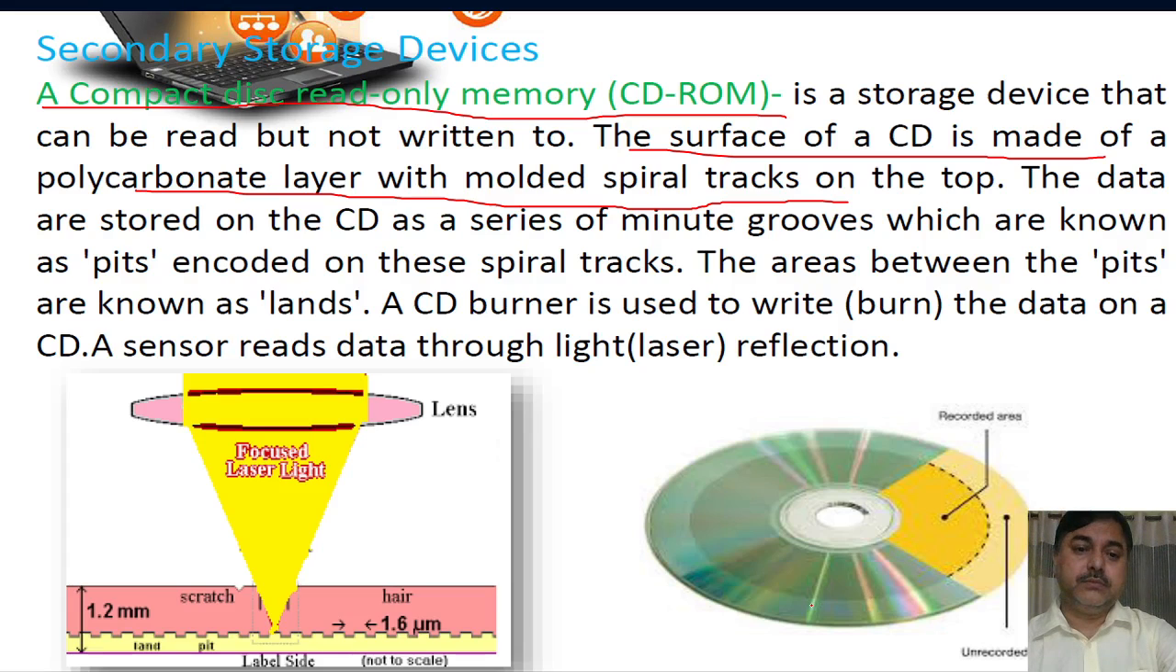So there are spiral tracks. In this particular structure and area, we are storing and giving the data, and the work gets done. See here, the pit formation is there.